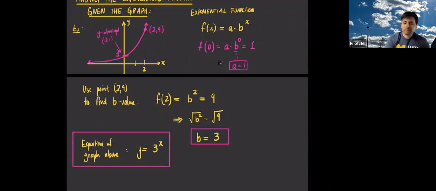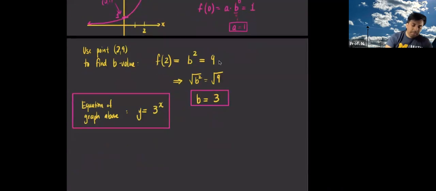Okay? That's how we find it. We plug in 0 to find the a value, and then we plug in the x value of my other point to find the b value. And that's all it is for this. Okay?